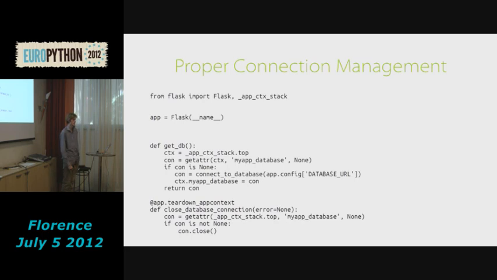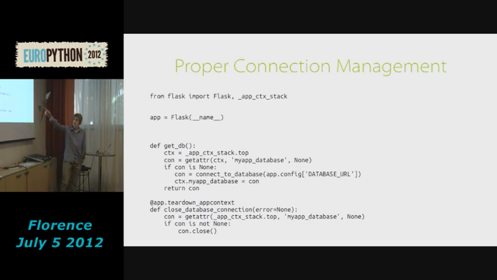And this involves the slightly internal _app_ctx_stack. Basically, instead of doing a database connection every time and then accessing g.db, you have a function called getDatabase. And that returns me a connection. And the way it works is you get the current context, so you look at the app context stack's topmost level. And then you get the attribute myAppDatabase from it. If that doesn't exist yet, you can connect to the database and then store it and then return the connection.